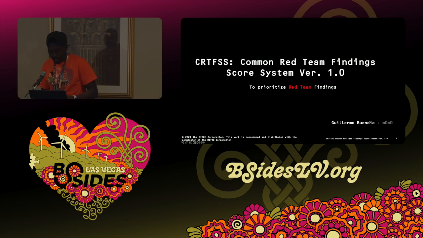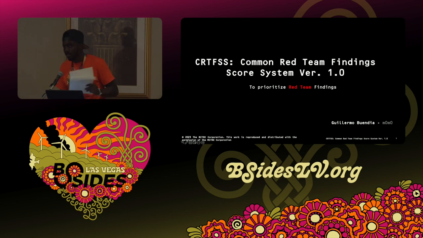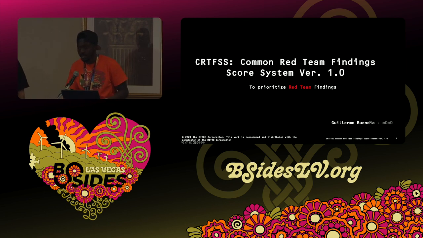This talk is about how to prioritize red team findings, presenting CRTFs, Common Red Team Findings Score version 1. It is given by Mr. Guillermo, who is one of the red team leads at one of the biggest cybersecurity insurance companies here in the US. And he has over 10 years of experience in the field.